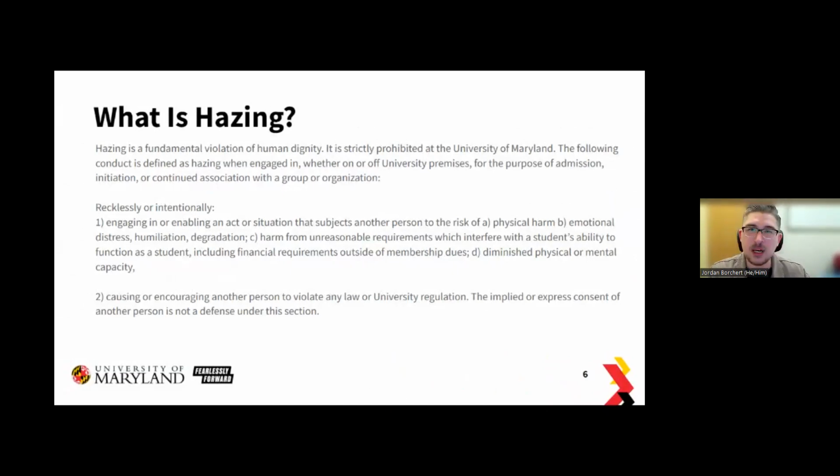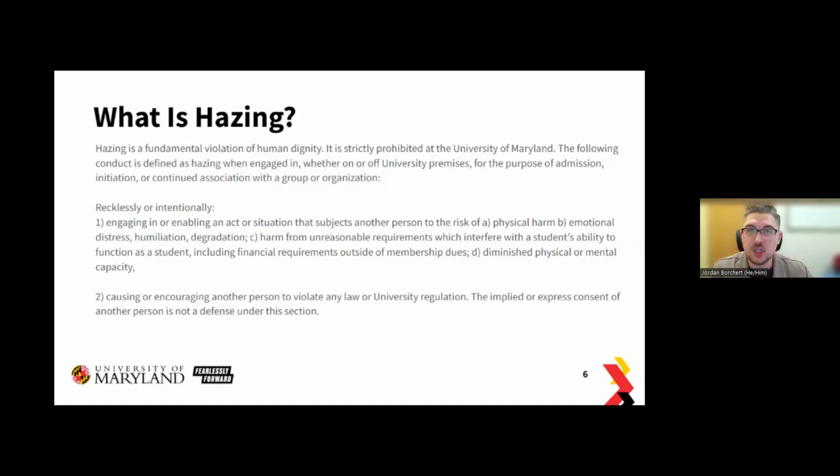Because we're talking about fraternity and sorority life, and one aspect that people have some hesitation around, we want to bring out and discuss a little bit around what hazing is and the hazing policy at the University of Maryland. So hazing generally is a fundamental violation of human dignity. It's strictly prohibited at the University of Maryland. And the following conduct is defined as hazing when it's engaged in, whether it's on or off university premises. So it could be happening off campus or on campus. If it's for the purpose of admission, initiation, or continued association with the group or the organization.